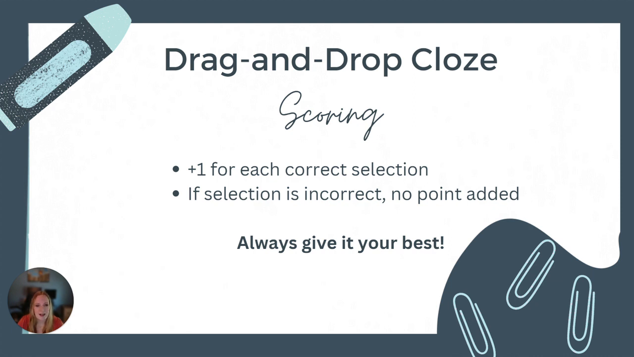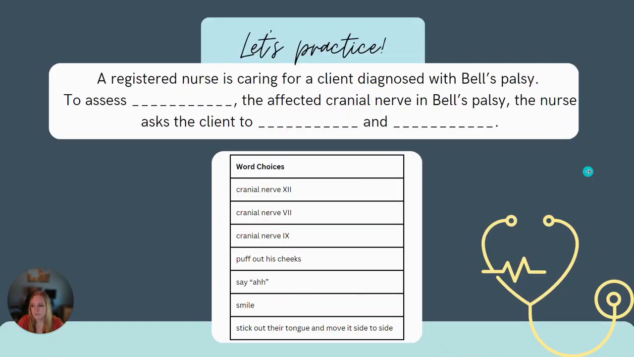Take one sentence at a time. The answers are right in front of you. You just need to put together the puzzle. So let's go ahead and take a look at a practice question and work through a drag and drop cloze question together. A registered nurse is caring for a client diagnosed with Bell's palsy.